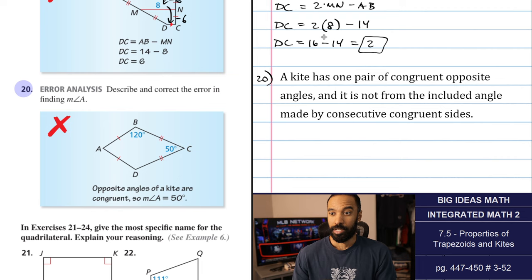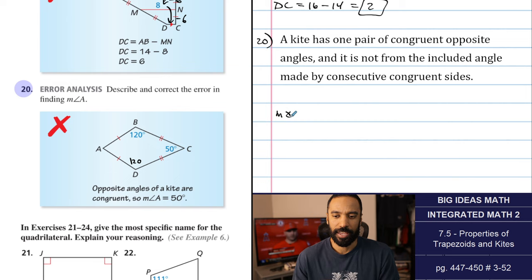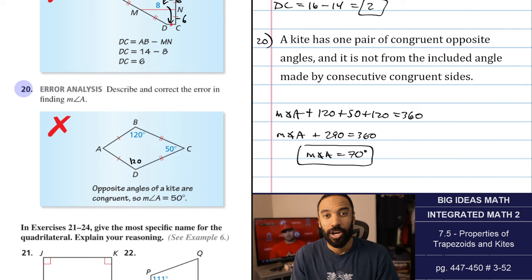B and D are 120. So we're going to find A by adding these to 360 and subtracting the result. Measure of angle A, plus 120 plus 50 plus 120 is 360. 240, 290. It's going to be 70 degrees. Measure of angle A is 70 degrees. Not 50. Come on. What are they thinking?